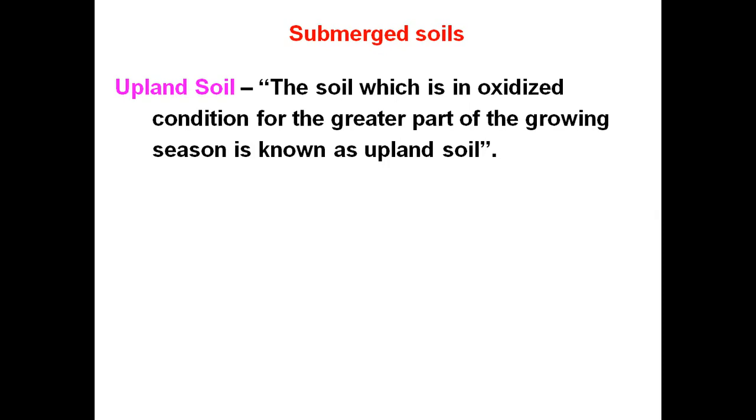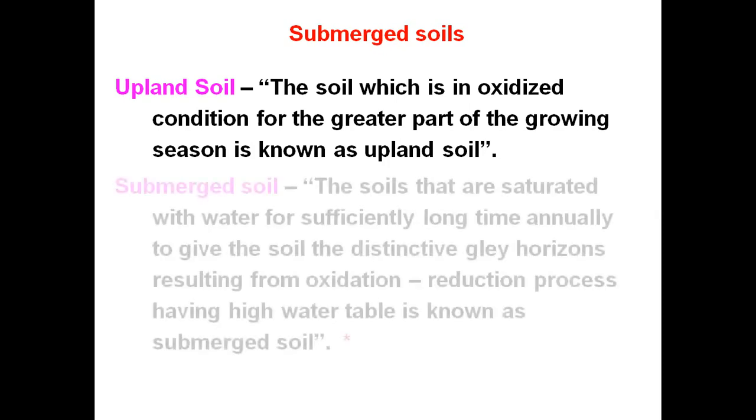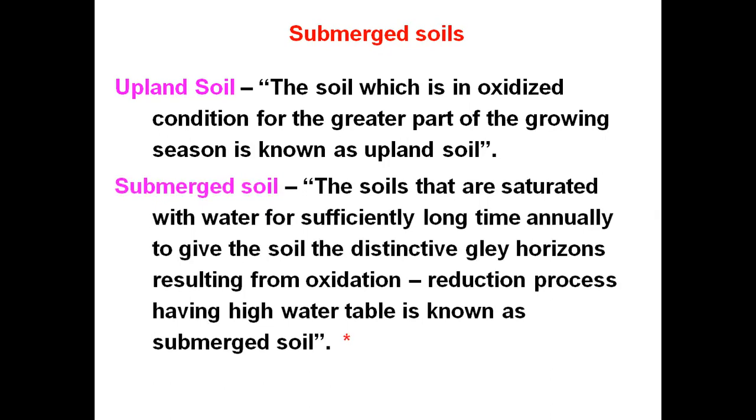Here, the upland soils are the oxidized condition soils for the greater part of the growing season. Submerged soils are saturated with water for a sufficiently long time annually to give the soil distinctive clay horizons resulting from the oxidation reduction process, and having a high water table, is known as the submerged soils.